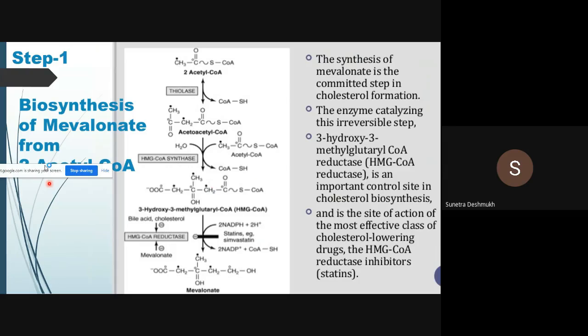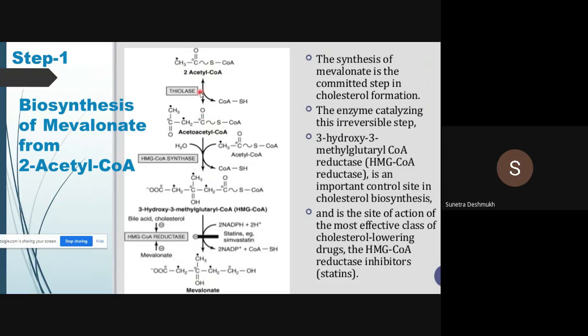Here is the schematic representation of how to synthesize mevalonate. Step one is the biosynthesis of mevalonate from two acetyl coenzyme A. Here is the structure of acetyl coenzyme A. From acetyl coenzyme A we can go to acetoacetyl coenzyme A, and I have given the explanation here. Once we have that, we can add one more acetyl coenzyme A.